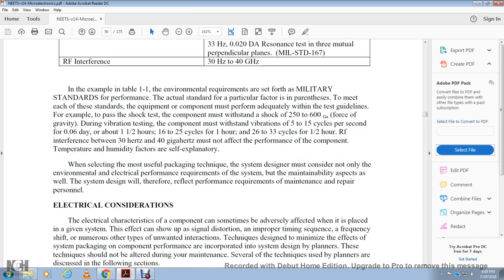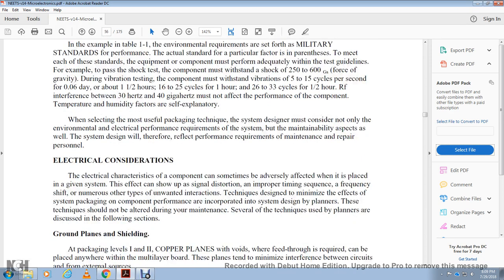When selecting the most usable packaging technique for the system, the designer must consider not only the environmental and electrical performance requirements of the system, but also maintenance aspects at the level of the system design, which reflect the performance requirements of the maintenance and repair personnel.